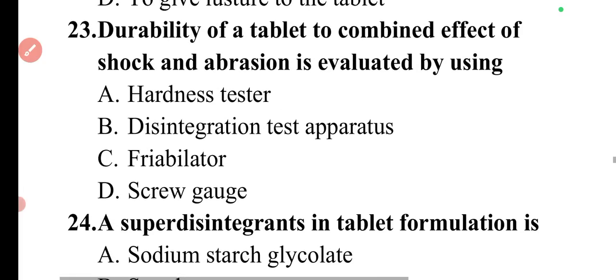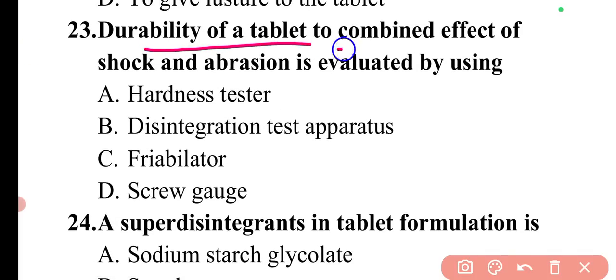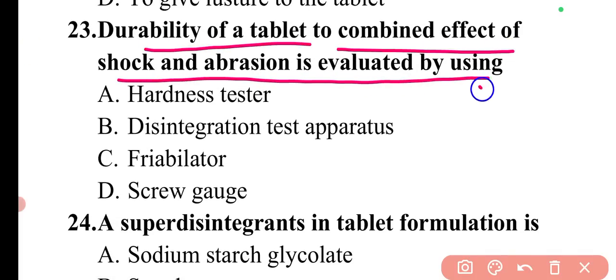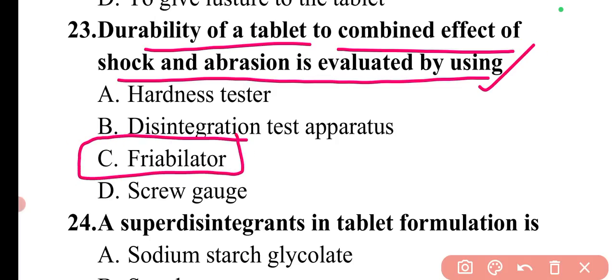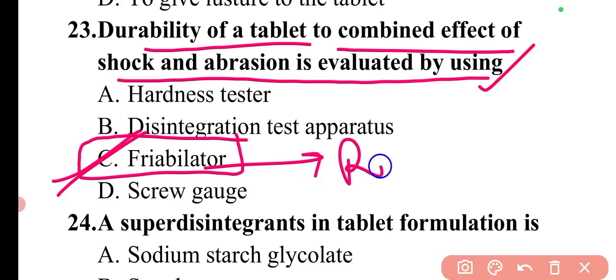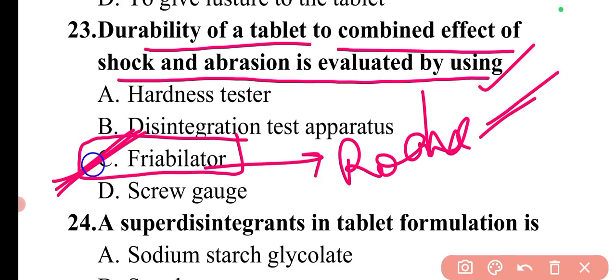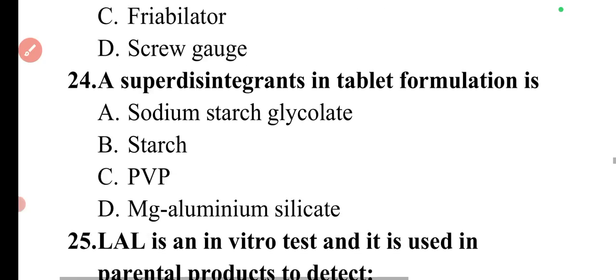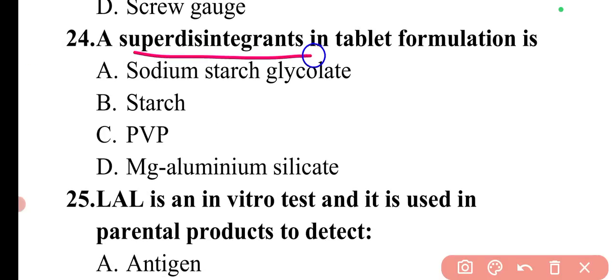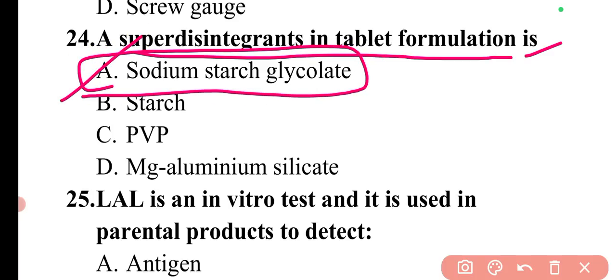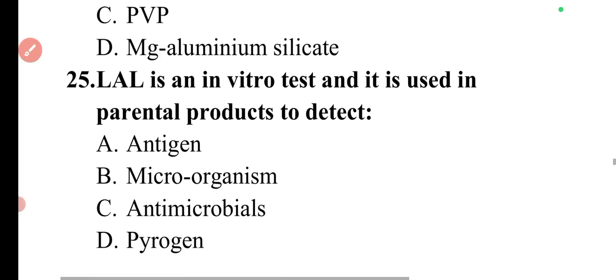Then coming to next question. The durability of a tablet to the combined effect of shock and abrasion is evaluated by. So it is evaluated by the friabilator, in which the Roche friabilator is used, that I have already discussed with you. So this you need to know. Next question is, a super disintegrant in tablet formulation is. So which one is the super disintegrant in tablet formulation? It is sodium starch glycolate. So here option A is correct.